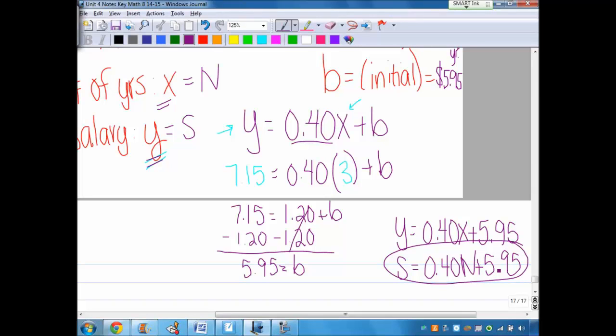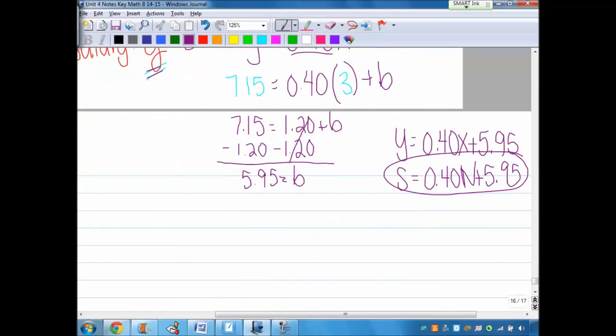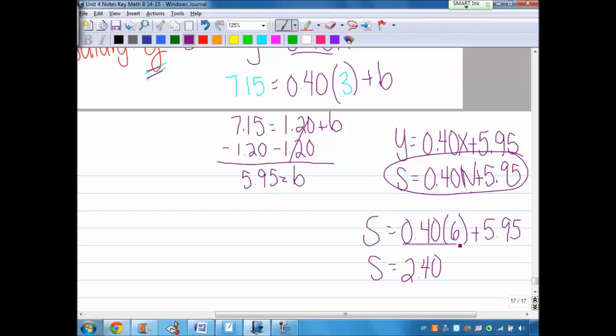Okay, and then the next part of your question says find your hourly salary after 6 years. So I want to figure out what it's going to be. What is the salary going to be after 6 years? Well, N stands for years. So I would just plug in 6 for N. So I would get S equals $2.40, I'm just multiplying 0.4 times 6, plus 5.95. Add those all together and your answer would be $8.35 if you worked there for 6 years.